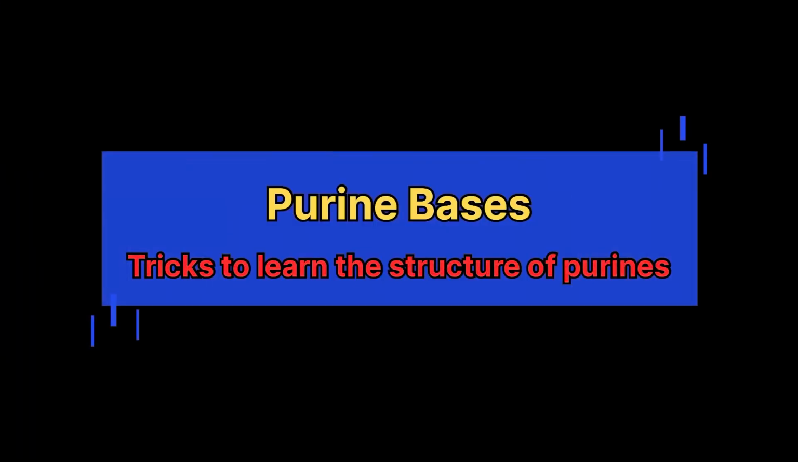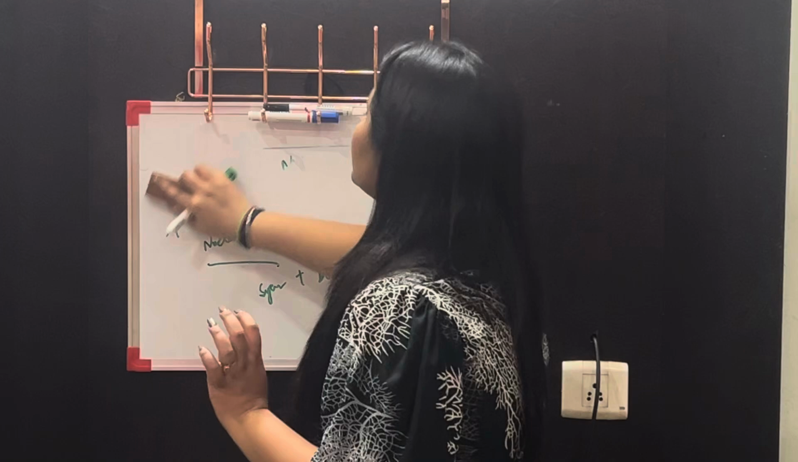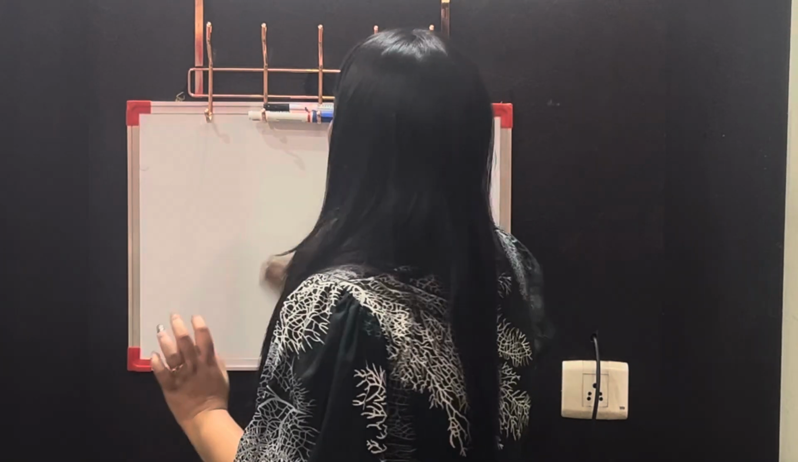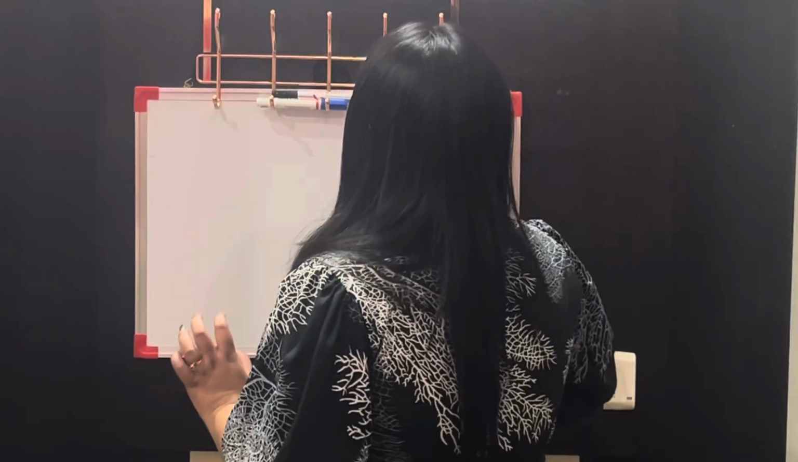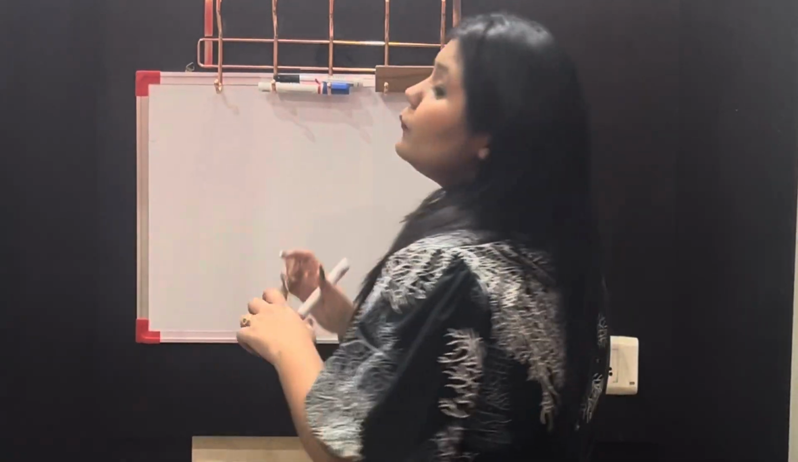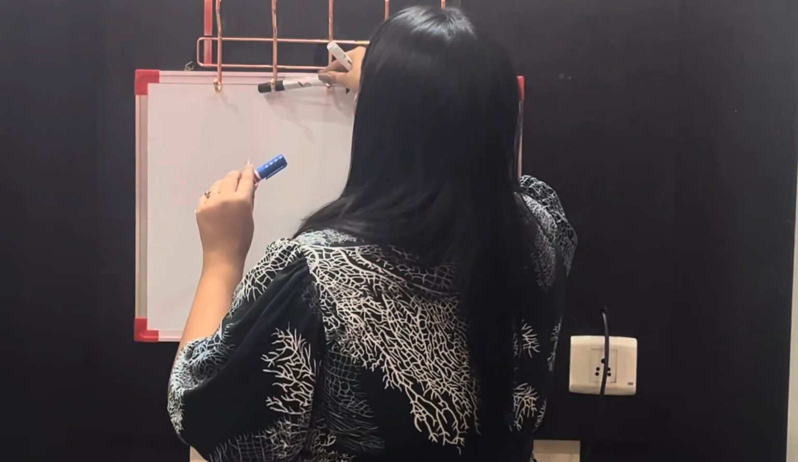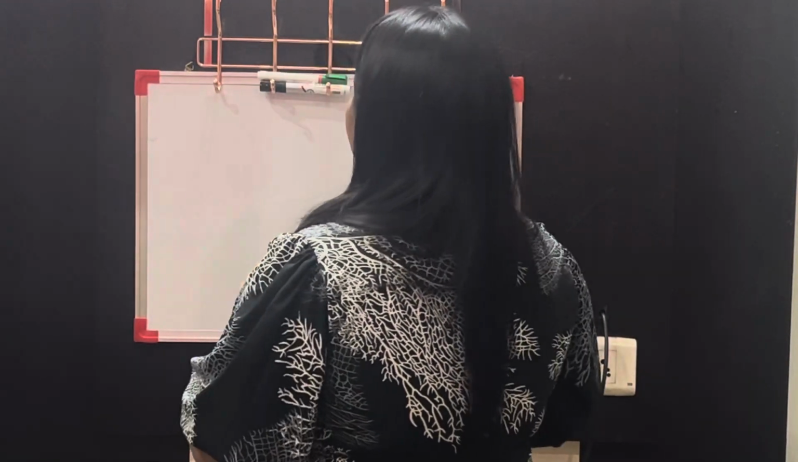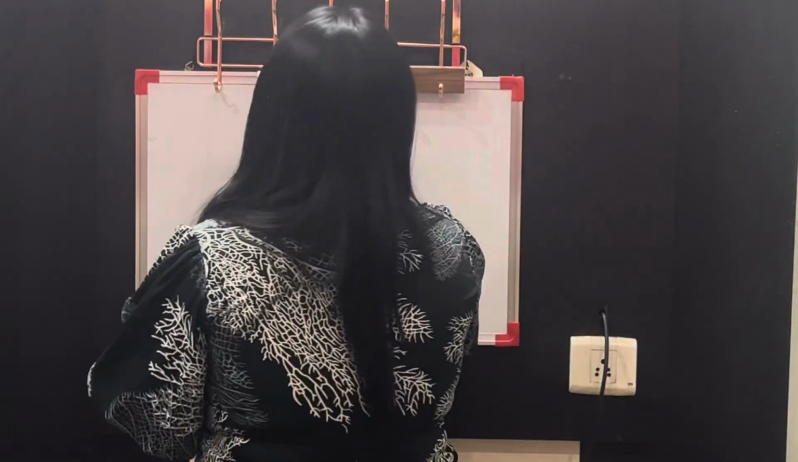Now we're going to draw the structure of the purine ring. These purines and pyrimidines are derived from a basic ring structure which I'm going to draw for you. Those purines and pyrimidines are derived from those rings only. Today I'm going to draw the structures of purines and pyrimidines. All right, all the concentration on the board.